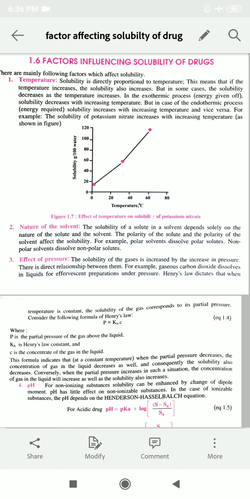Solubility of potassium nitrate increases with increase in temperature. So this is the simple temperature versus solubility graph. When you increase the temperature, the solubility also increases.